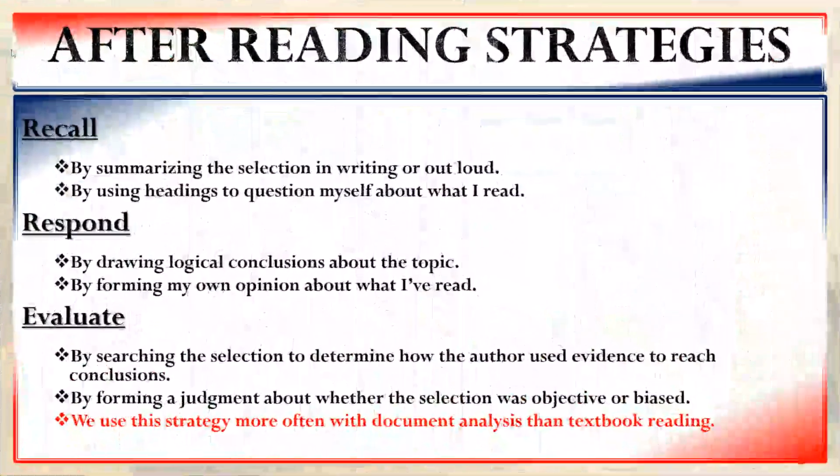Once our during reading strategies are done and we've read, we have our after reading strategies. Recall. In this case, we'll recall by summarizing and writing. We'll respond by drawing logical conclusions about the topic, and forming our own opinion about what we've read. And we'll evaluate the reading, looking through the selection, seeing how the author used evidence to reach conclusions, looking for objectivity or bias in the reading. Again, this is a strategy used more often with document analysis than textbook reading, but here we can draw inferences, we can note insights as we finish reading. So with our during and after reading strategies done, let's get right into the text.